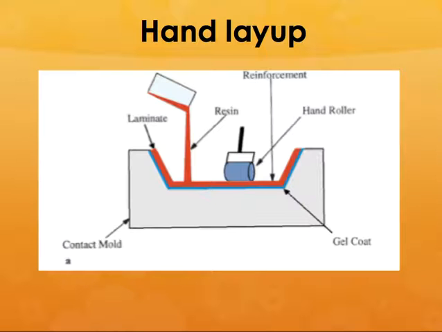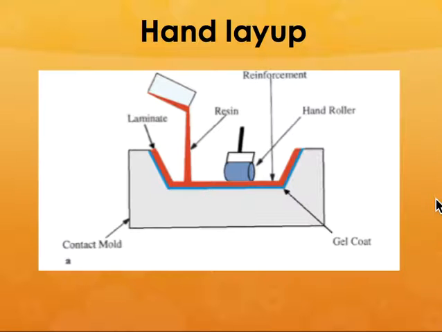So what you do is you take the mold and you apply some kind of a mold release or gel coat, and then you apply the fiber or the fabric, and then you pour the resin, or if you have a pre-preg, then you can just lay it down, and then you apply pressure.